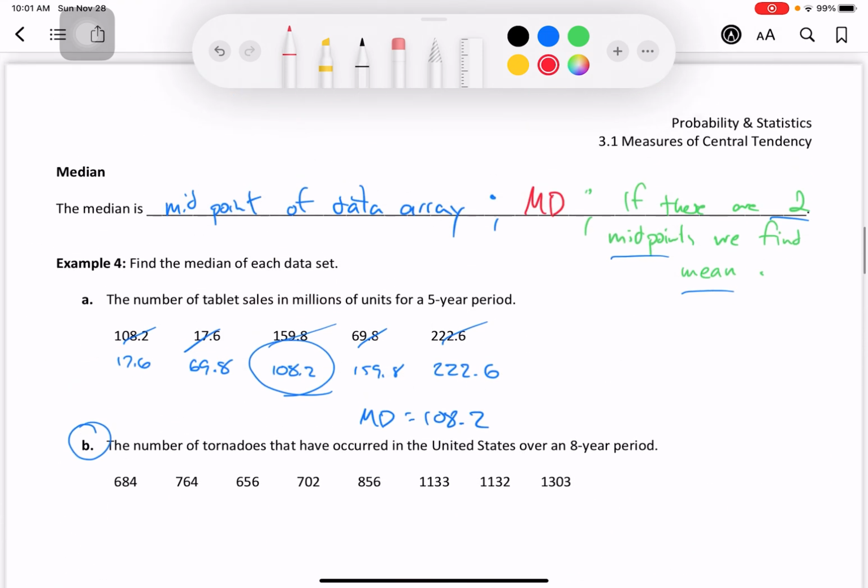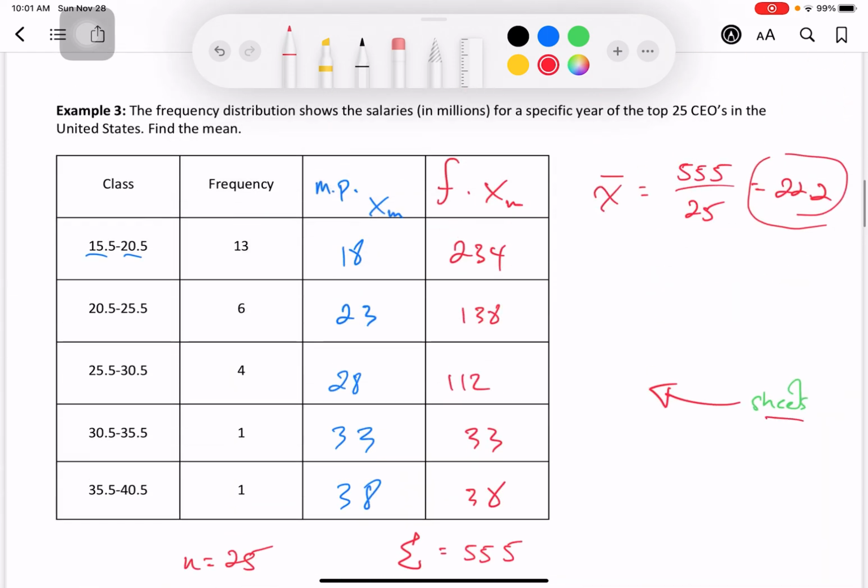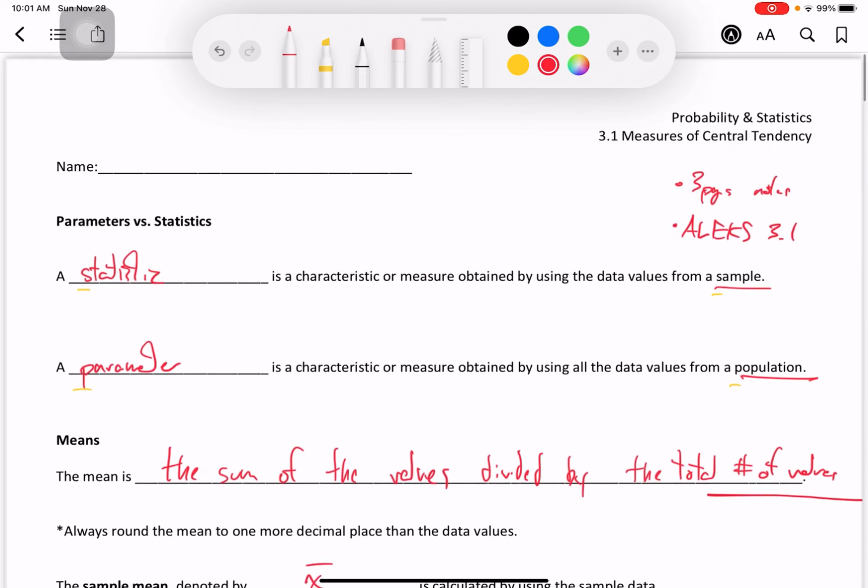We'll make sure that you're tight with the Google Sheets. We'll do some examples of this stuff in class, okay? I think I have a tutorial I might put up there for that as well. All right, so what you're going to do is you're going to hit these 3 pages of notes, and you're going to attempt the ALEKS 3.1 assignment. All right, guys, have a good day.